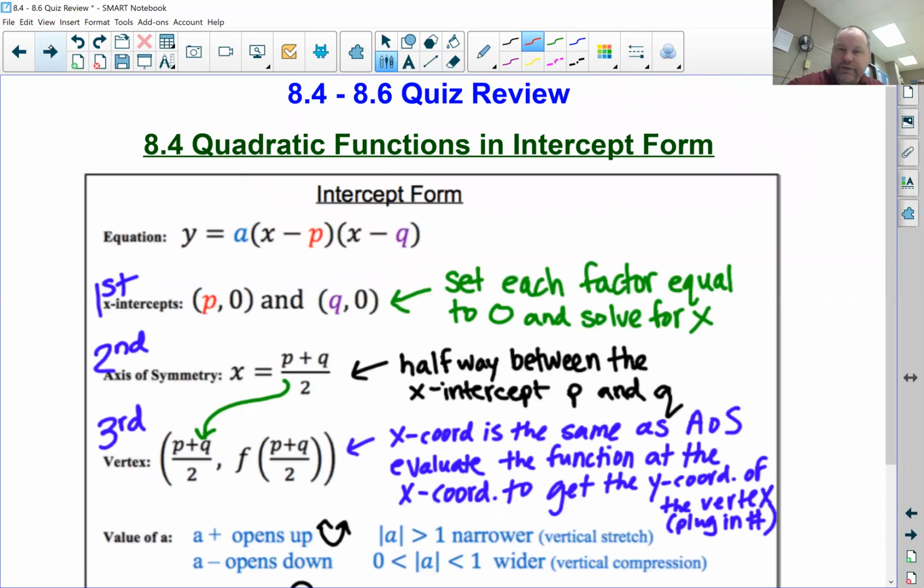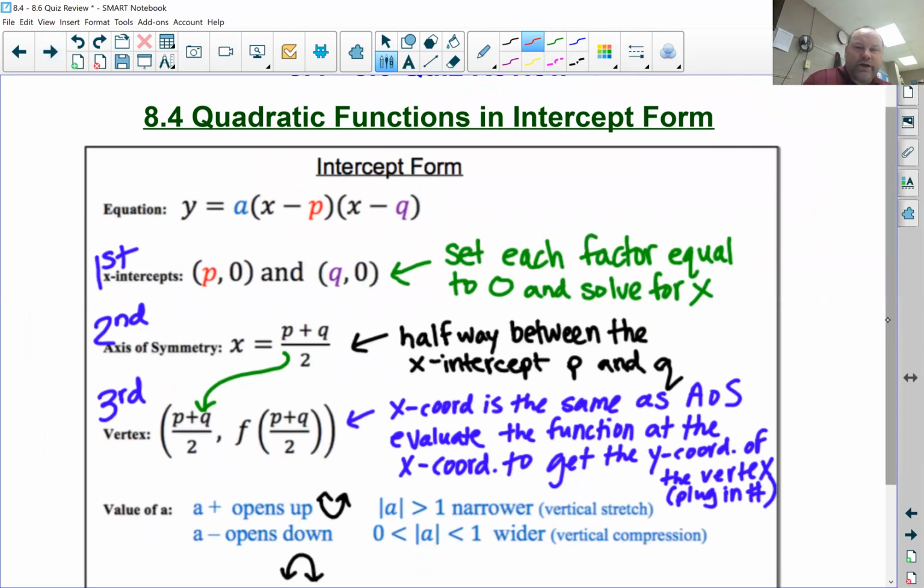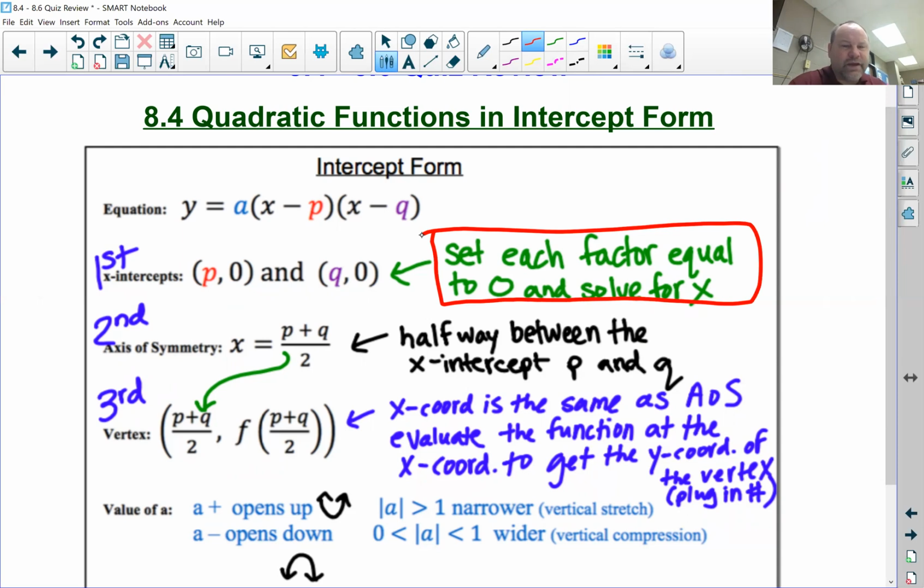All right. Real quick, quadratic functions in intercept form, which was 8.4. We saw this already on the quadratic functions page. The equation y equals a times x minus p times x minus q. The intercepts, remember I said just take the opposite of what's in that parenthesis with the x. The other thing you could do is solve it algebraically. Set the factor equal to 0, x minus p equals 0, and solve for x. You add p to both sides, you get x equals p. That's our intercept, p, 0. Do the same with q.